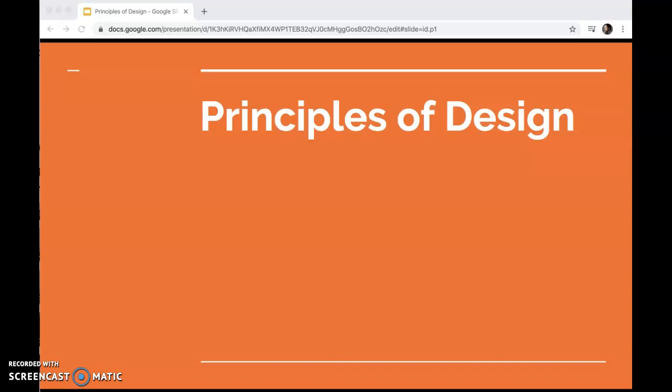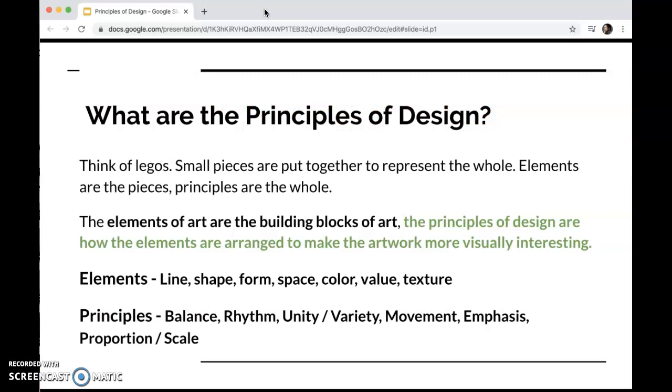We're going to start talking about something called the principles of design. These are techniques and tools that you can use to make your artwork a little bit more interesting to look at. And if you can really try to think about these as you're making your art, in the end result, it'll be a more successful piece. So first, let's talk about what they are.